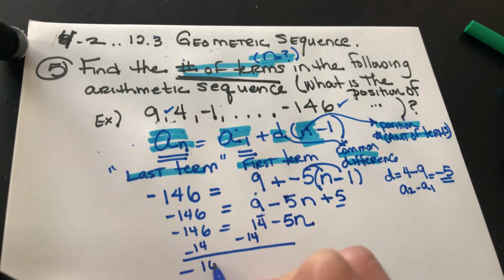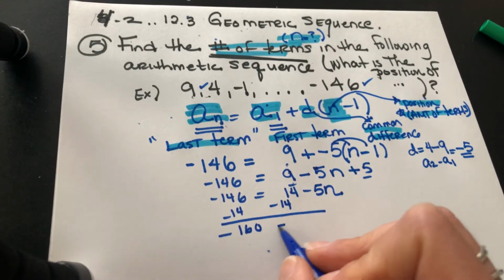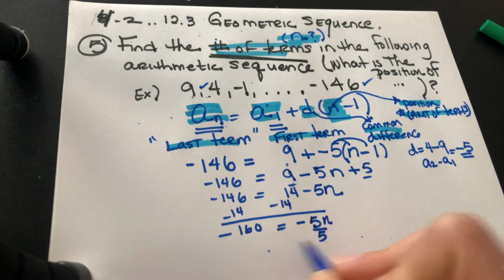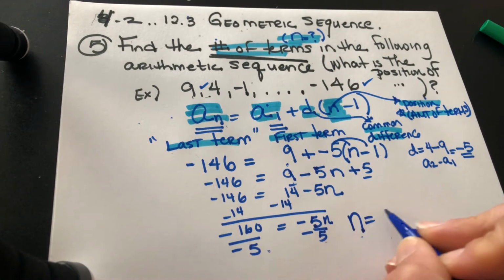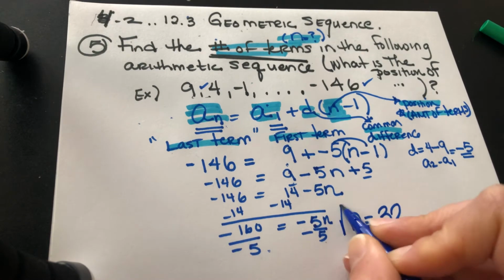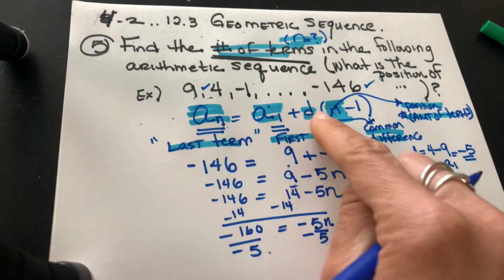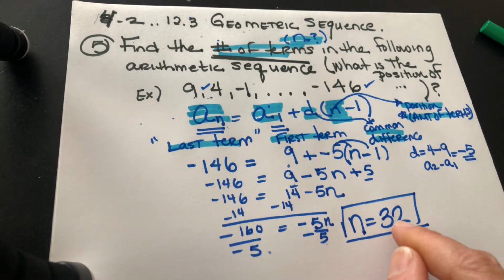You get -160, running out of room, equals -5n, divided by -5, divided by -5. So n is 32. Now let's just, again, make sure you understand what that means. What this means is -146 is the 32nd term.